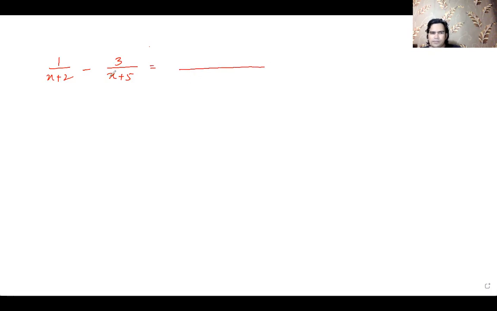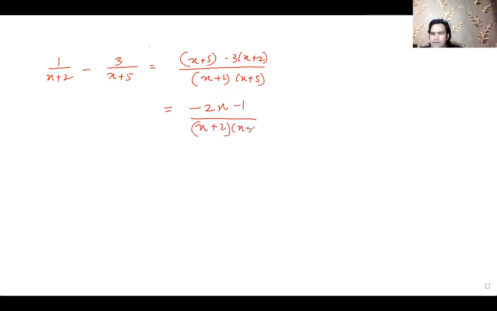And what I do is I basically express this as a single fraction. So if I take the LCM of this, I get x plus 2 and x plus 5. And the numerator will be x plus 5 minus 3 times x plus 2. If you open the bracket, it will be x minus 3x, which is negative 2x, and 5 minus 6, which is negative 1, over x plus 2 and x plus 5.